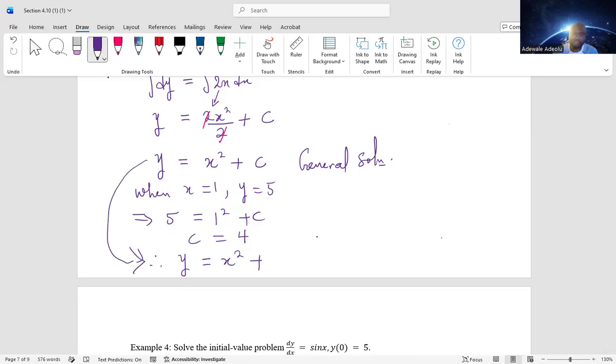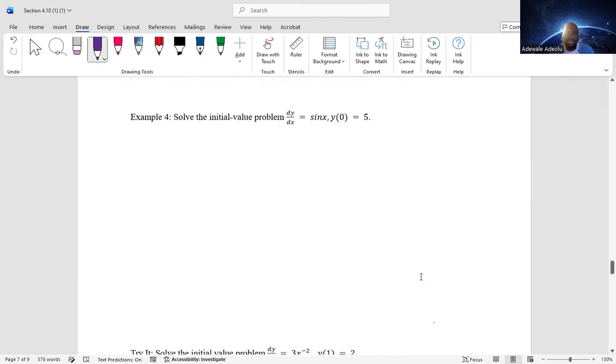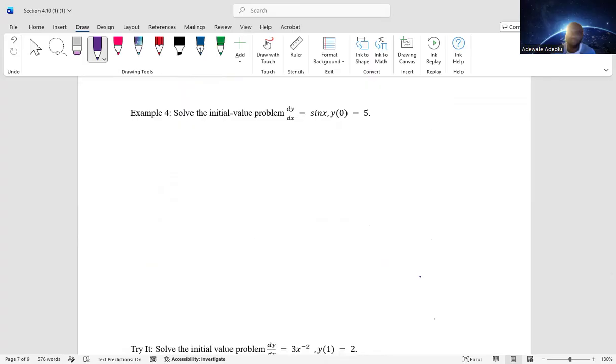So here, y equals x squared plus c. Our c is 4. So this is a particular solution. So in this case, we know exactly that function. So guys, that is that. As simple as that. What about this one? Well, no problem.